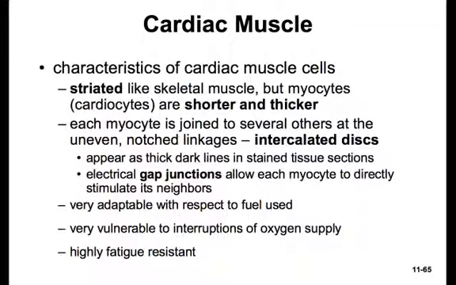They communicate with each other through gap junctions that actually allow electrical signals to be passed from one cell to the other, so they stimulate their neighbors. Cardiac muscles are very adaptable with respect to the fuel they use, and because they need to function constantly, they're very vulnerable to interruptions in oxygen supply.